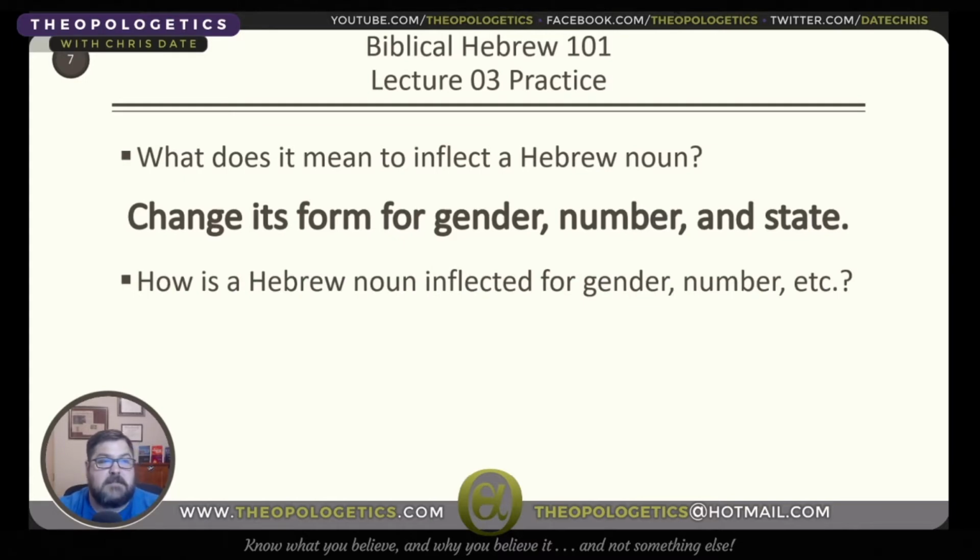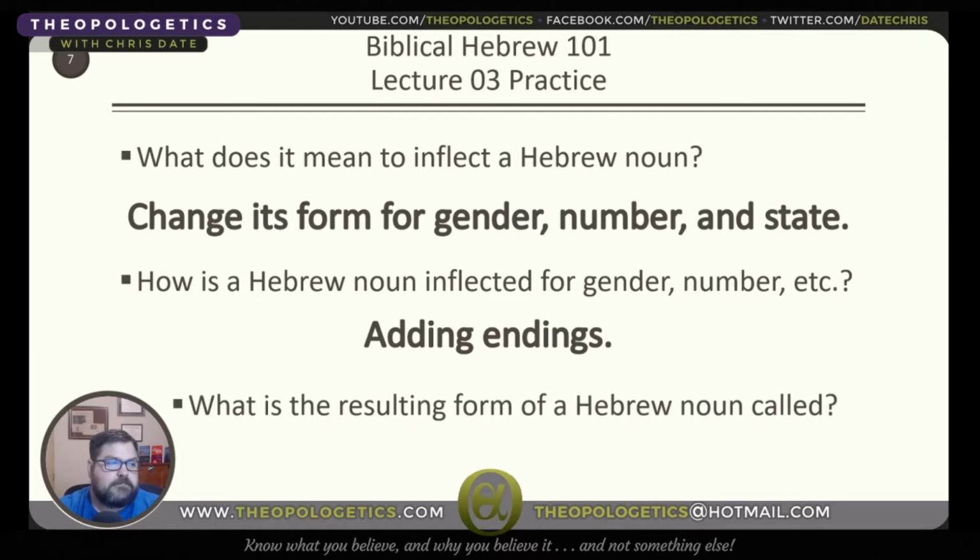How is a Hebrew noun inflected for gender, number, and state? By adding endings. Now, this is a generalization. There are additional changes that we went through in the lecture and which we'll go through today, besides just adding endings. But adding endings is sort of the beginning. It's the foundational thing that you do to inflect a Hebrew noun. What is the resulting form of a Hebrew noun called? So after you take the lexical form davar and you change it to devarim to express masculine, plural, absolute, what is that resulting form called? It's called its inflected form.